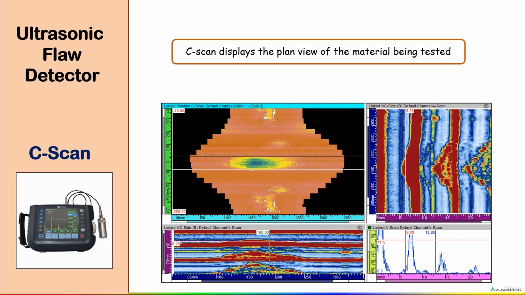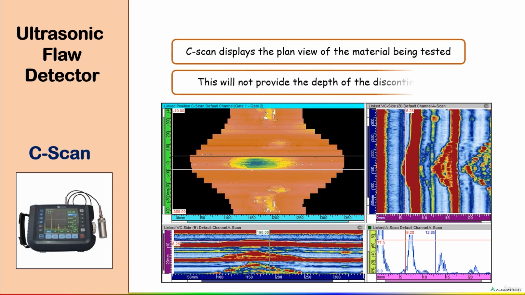The C-scan is used in corrosion mapping and by techniques other than just ultrasonic. It is not limited to showing amplitude, but it is also used to display changes in measured wall thickness or qualitative measurement in the extent of corrosion. The only disadvantage of C-scan is that it will not provide the depth of discontinuities.